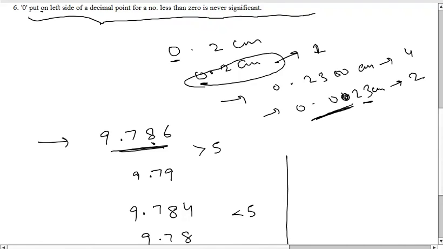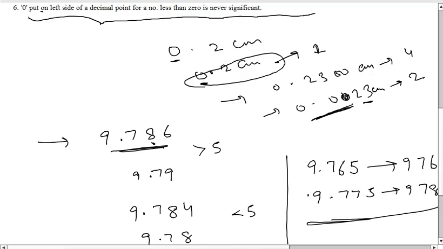Then if the last digit is equal to 5, what happens? For example, 9.765. So if the preceding digit is an even number, then it will remain as it is, that is 9.76. But if it is an odd number, then it will be increased by 1. So it will be like this. Understood? So that is how we round off these values. Done? This you might be already knowing. Okay, so we'll go to the next part.